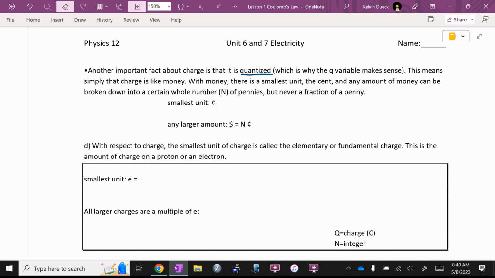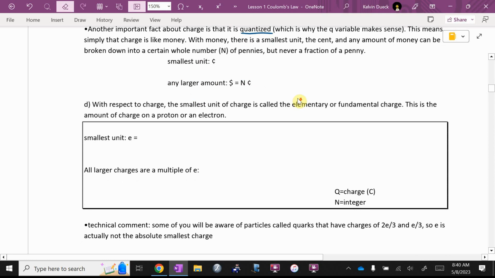There is also a fundamental charge. So with money, there is the smallest unit, the cent or the penny, and any amount of money can be broken down into a certain whole number, capital N, of pennies, but never a fraction of a penny. With respect to charge, the smallest unit is called the elementary or fundamental charge. It's on your formula sheet. Go find it, please. Its symbol is lowercase e, not for electron, but for elementary charge.